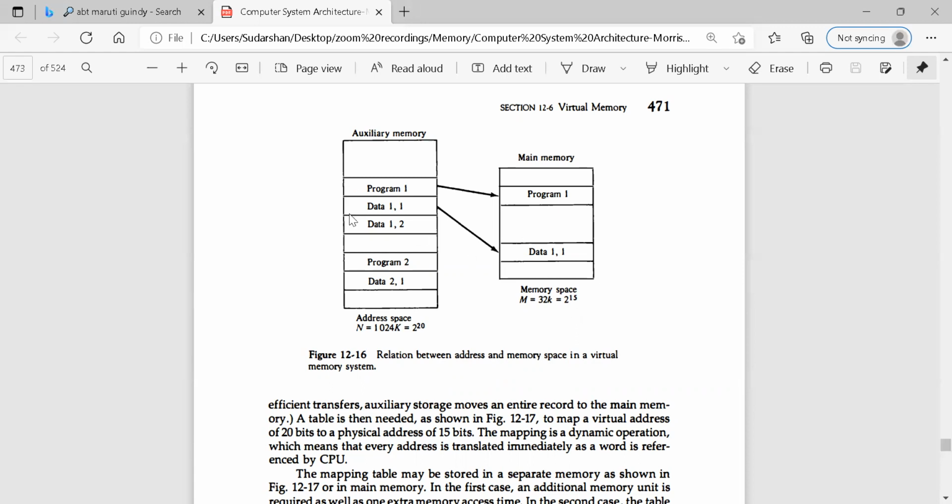Here, we don't have only one program stored. There are two programs stored. Program 1 has data 1.1 and data 1.2 pertaining to program 1. For program 2, there is only one data, data 2.1. Remember, they are in continuous locations as far as auxiliary storage is concerned. When you come to main memory, the program is stored in one page and data is stored in another page. They are not in continuous locations; they are in a scattered manner. That is the advantage of using the virtual memory concept.